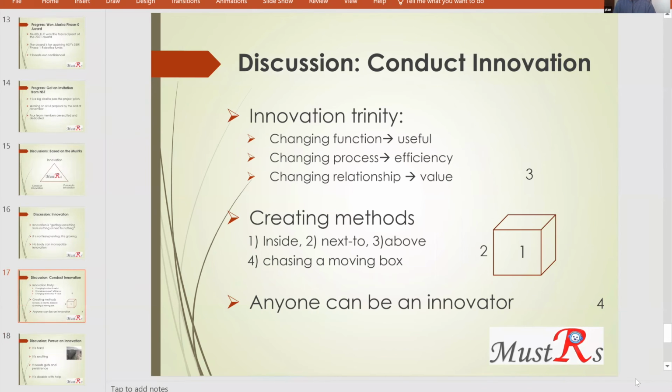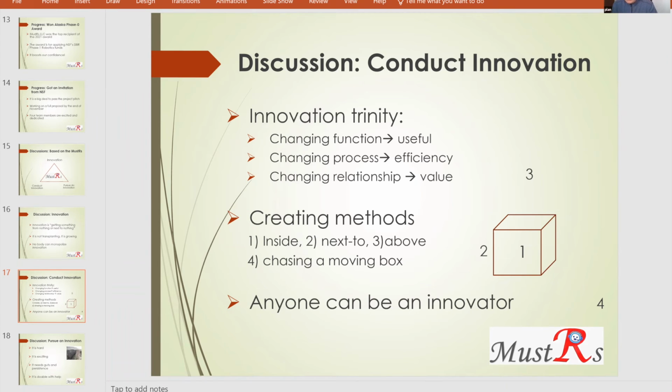The second one is how to conduct innovation. Doing innovation is the same as doing anything, like repairing a car or cooking food or dishes. There are some methods. When you're doing innovation, there are several methods. I put the numbers 1, 2, 3, 4 within a box. The box means a reference. Using this as a reference, you can get a better innovation.